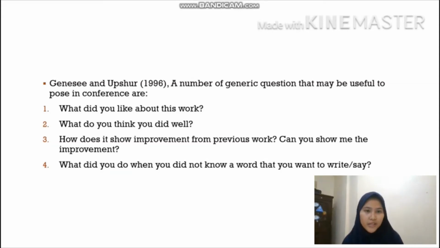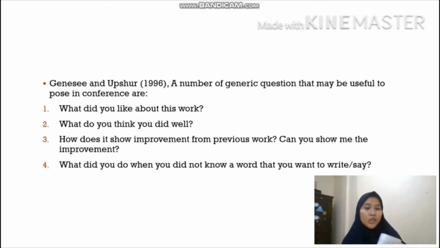According to Eugenides and Upshur, I don't know how to pronounce those names, they offered a number of generic questions that may be useful for teachers to pose in conferences. Jadi, Eugenides dan Upshur ini menyarankan jika seorang teacher melakukan konferensi, ini adalah pertanyaan-pertanyaan yang berguna untuk teacher dalam melakukan conference. Jadi, what did you like about this work?